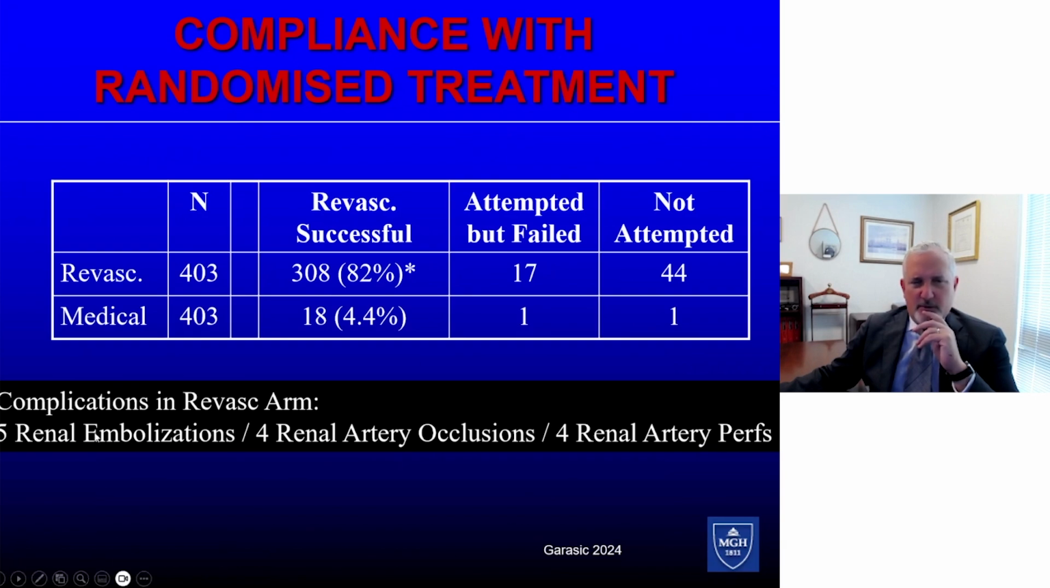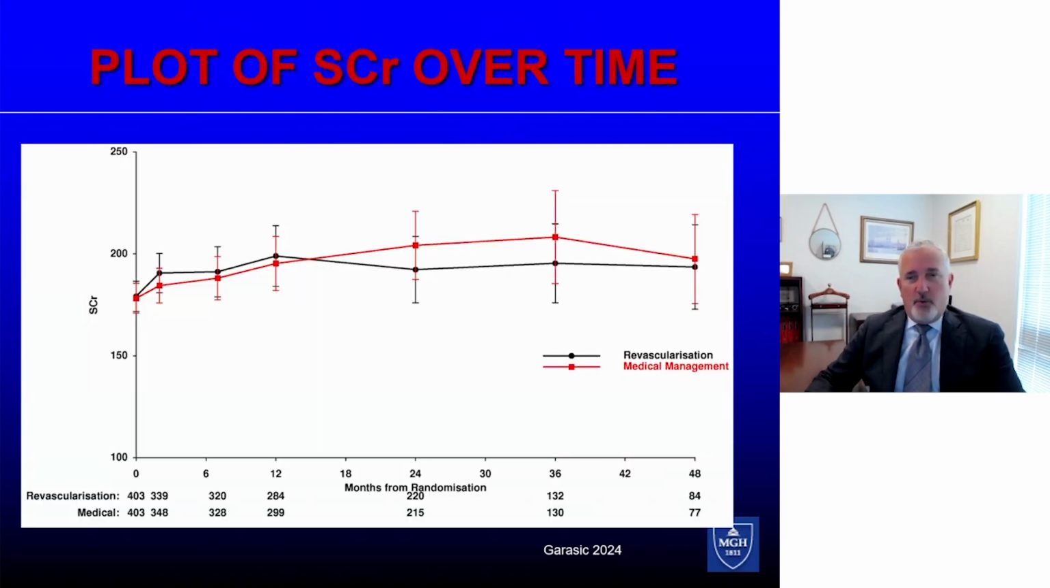The other thing that was curious is there were a fair number of complications from these interventions, and that's odd. It makes you question the experience level of the operators, that they're having embolizations and occlusions and perforations. Those are very rare complications, certainly far less than 1% likelihood of happening with a renal intervention. So it does make you question how these procedures were performed. So you know where I'm going here.